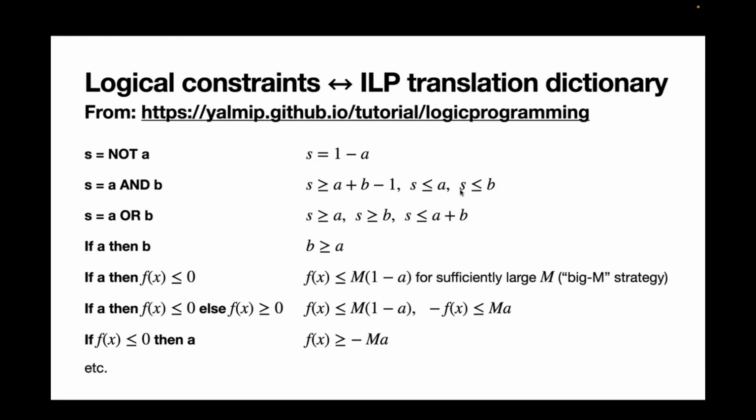This is a really useful one. If A, then f of x is less than or equal to 0. So f of x is some linear combination of decision variables. Here's how you do this. You introduce a constant m, which must be sufficiently large, and essentially m must be larger than any possible value of f of x.